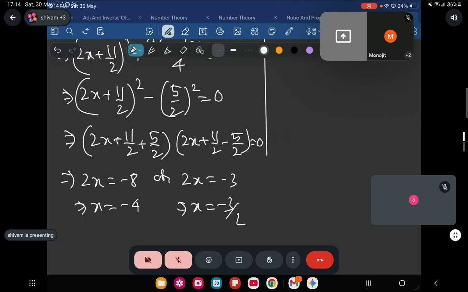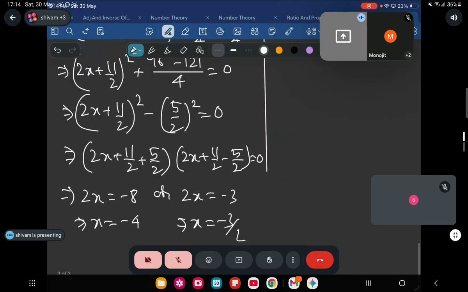Tell me. If you are having any doubt, you can ask me. Acha, this will be 2x equal to minus 8, x equal to minus 4. Yes, it is correct. Tell me. Is it clear? Anyone having any doubt? You can ask me. Next.